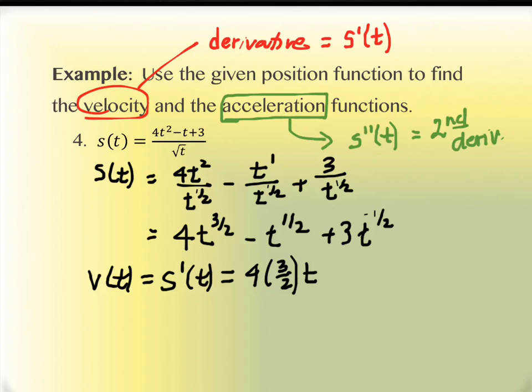And then what will the new exponent be on the t? It will be 1/2, right? We have to take that power that it was before, which was 3 halves, and subtract 1, so this is now 1/2. And I've got a subtraction sign. What's the derivative of t to the 1/2? 1/2 t to the negative 1/2. Good. Is everybody okay with that piece?